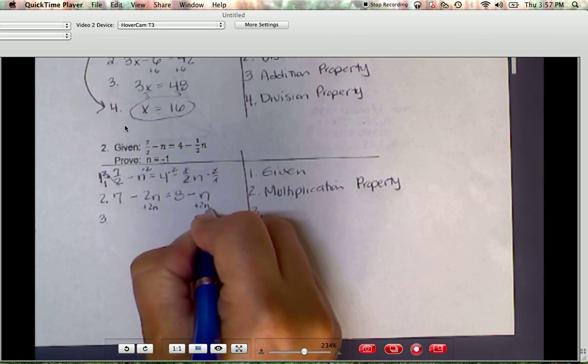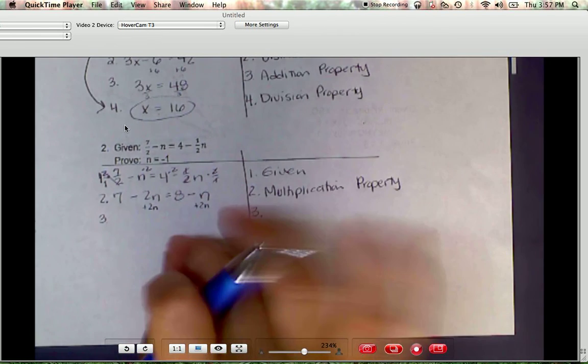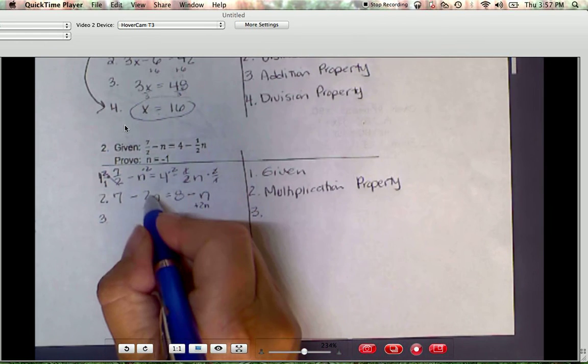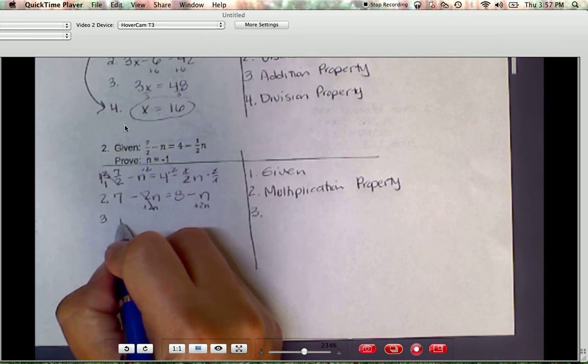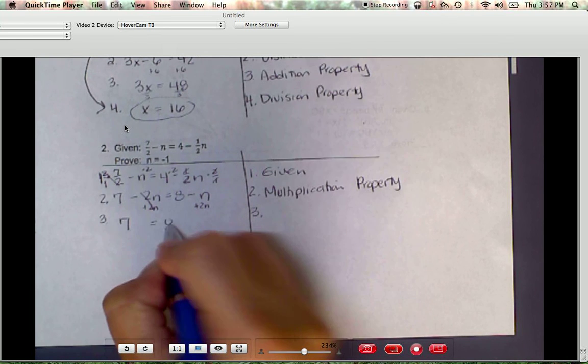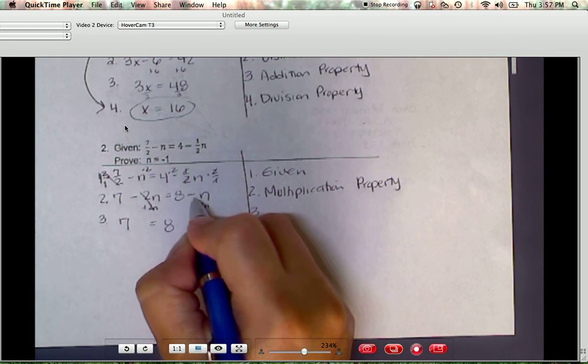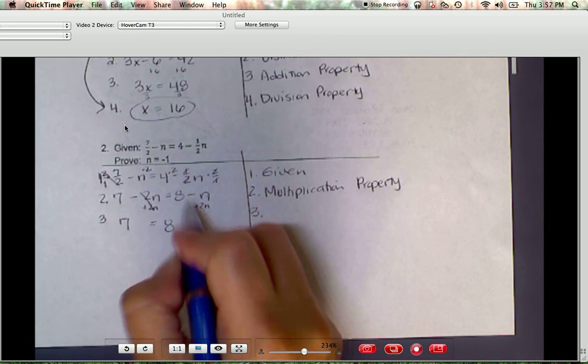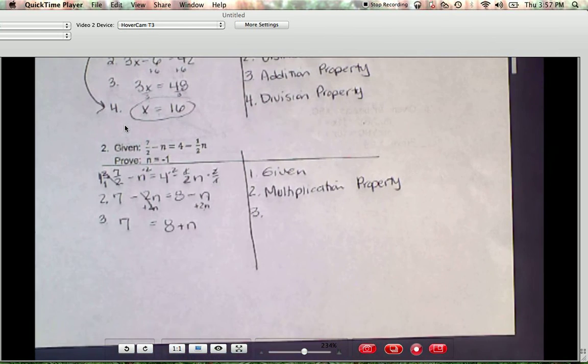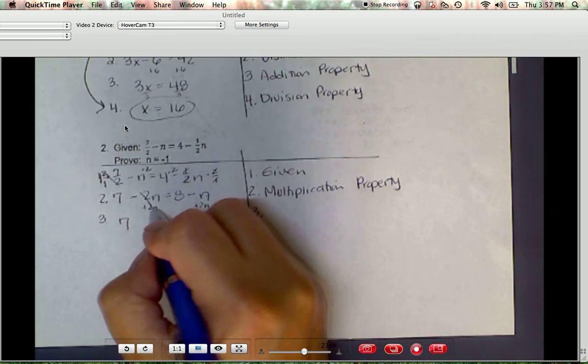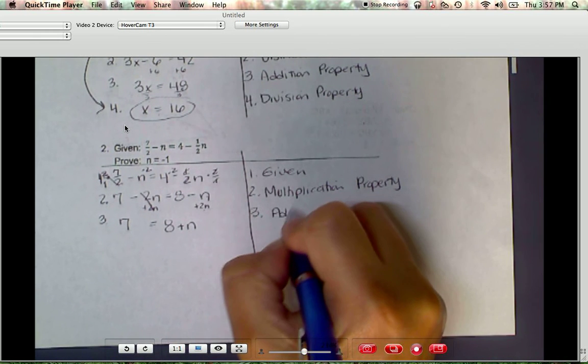Again, you don't have to show that step. I'm just showing you so you can see it if you need to. So these will drop out and we'll have 7 equals 8. And this is a 2n minus an n. So that gives us just a positive n, 8 plus n. So what did we do? We use the addition property.